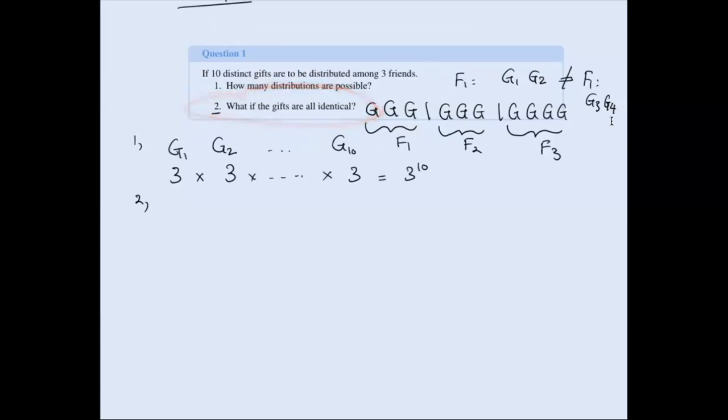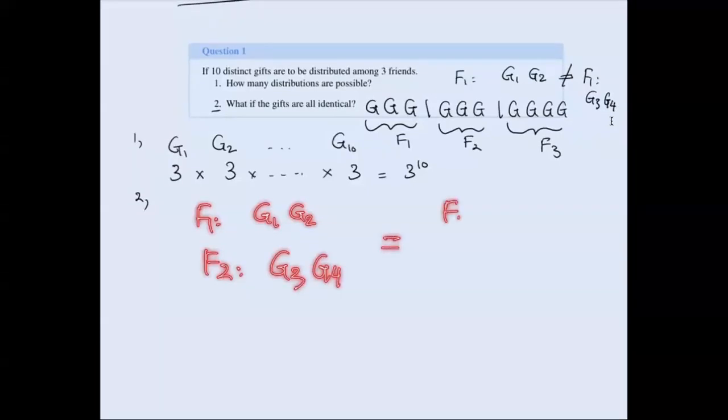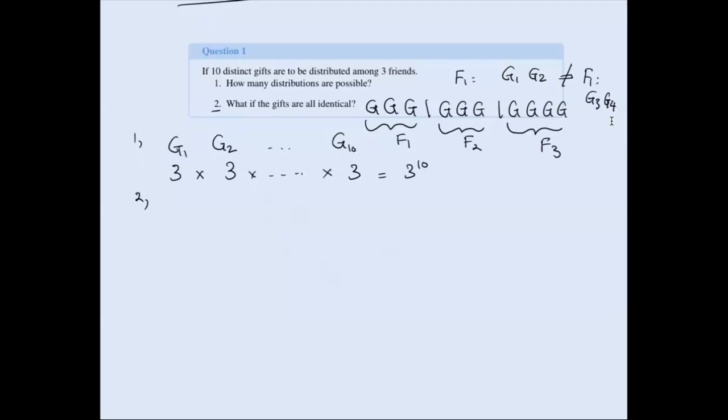Now the gifts are identical. So whether you give friend 1 gift 1, gift 2, and friend 2 gift 3, gift 4, now it is the same as giving friend 1 gift 3, gift 4, and friend 2 gift 1, gift 2. Why is that? Because now all the gifts are identical. You will just write them as G instead of assigning any specific label.